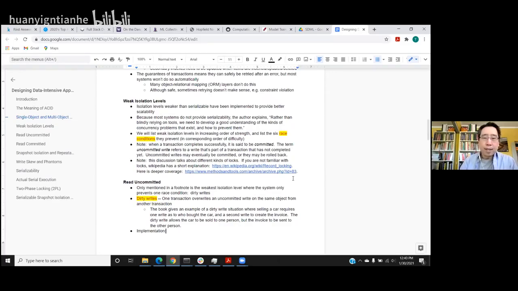So in the notes, I've highlighted with the red text and the yellow highlight whenever we come across one of these 6 race conditions that are being explained in the text when we talk about the different isolation levels. So if you want a quick reference, you can see them here. And also at the very end of the chapter, the author does a nice job where he recaps the 6 different race conditions.